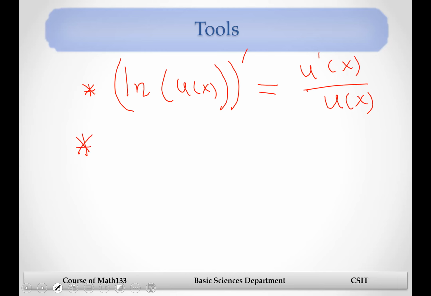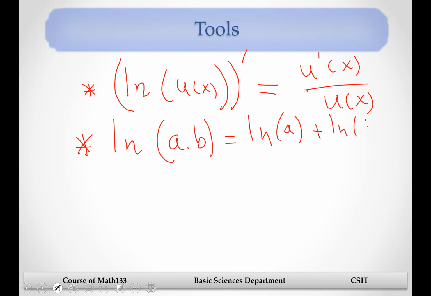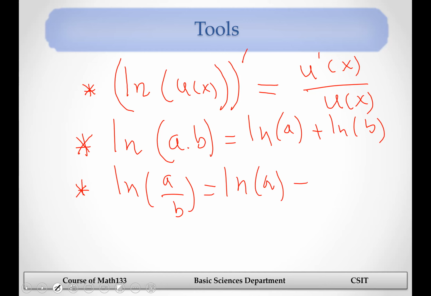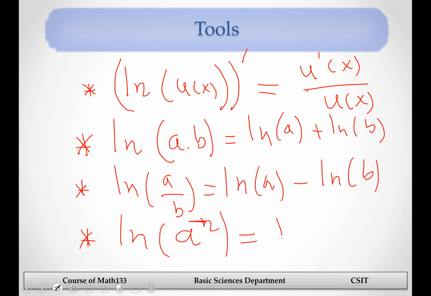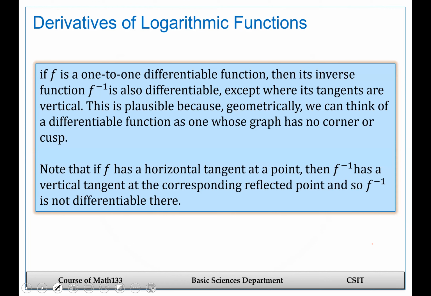And also you have to recall the properties of logarithmic functions. ln of a times b is equal to ln a plus ln b. And ln of a over b is equal to ln a minus ln b. And the last one, ln of a to the power n, is equal to n ln of a. Okay, so these tools will be helpful for the examples later.